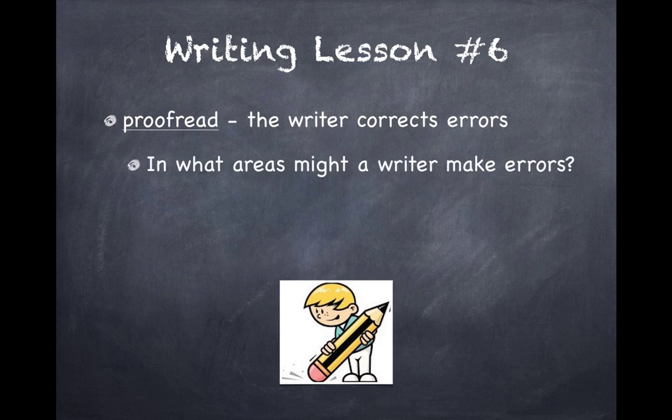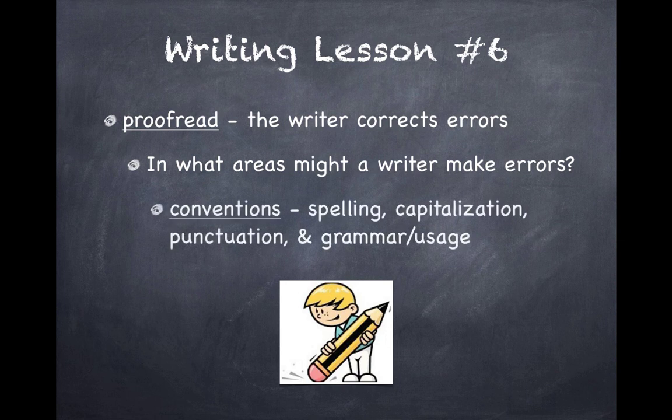So think about this. In what areas might a writer make errors or need to correct errors? Remember what we've studied before? That's called conventions. The conventions of standard English are going to include the rules of our English language, and they kind of are broken down into 4 categories: spelling, capitalization, punctuation, and grammar and usage.